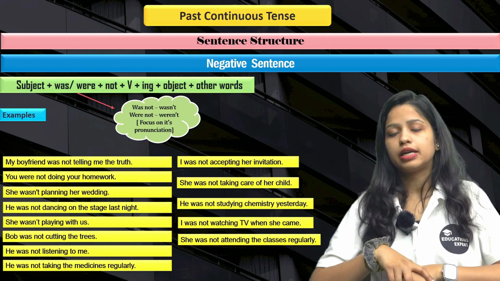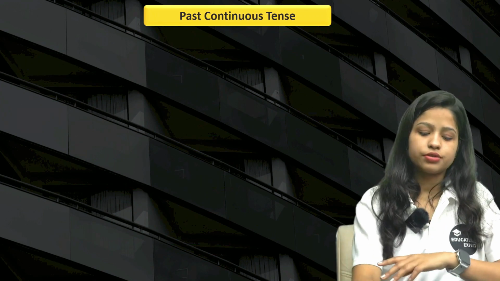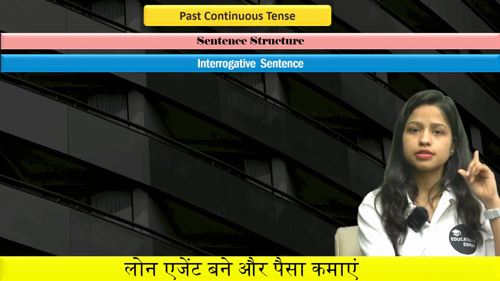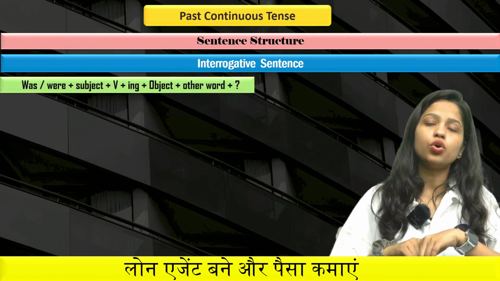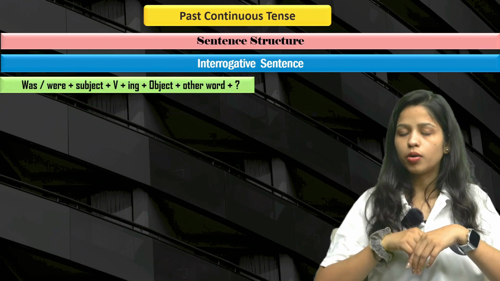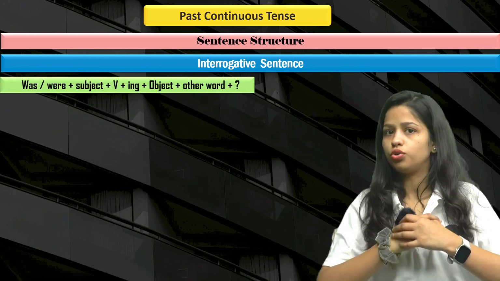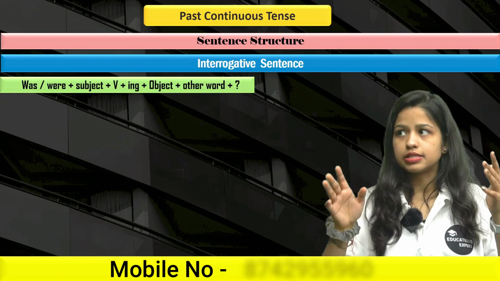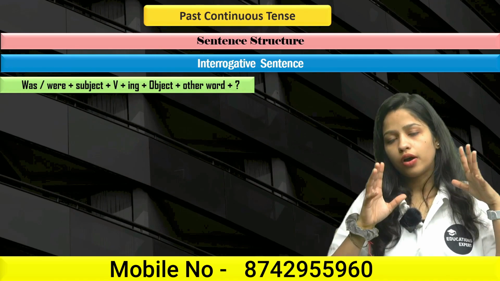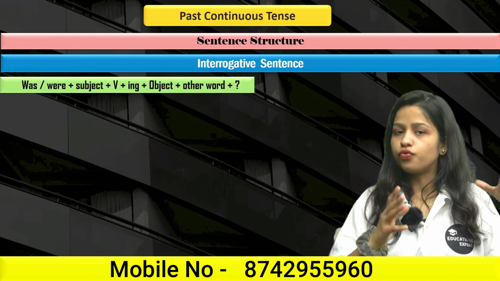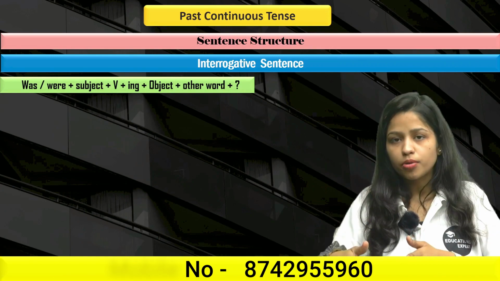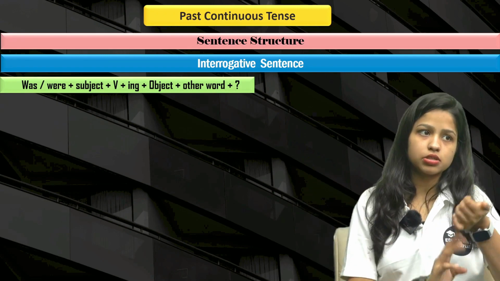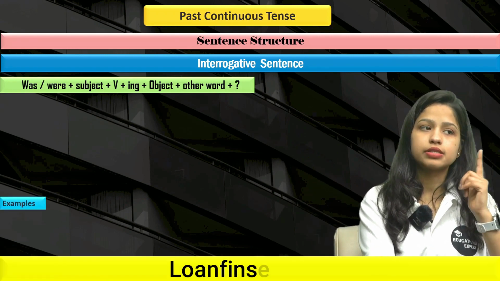Now let's move forward and understand interrogative sentences. All right, so the sentence structure for interrogative sentences. Let's understand the structure first. You just have to put the auxiliary verb before the subject. This is what I have told you for a very long time, that whenever we are going to use interrogative sentences, at that time you have to use your auxiliary verb before the subject. So was, were, subject, verb plus ing, object, other words, and most importantly, question mark. I hope this is clear for you. Now let's directly jump into the examples.